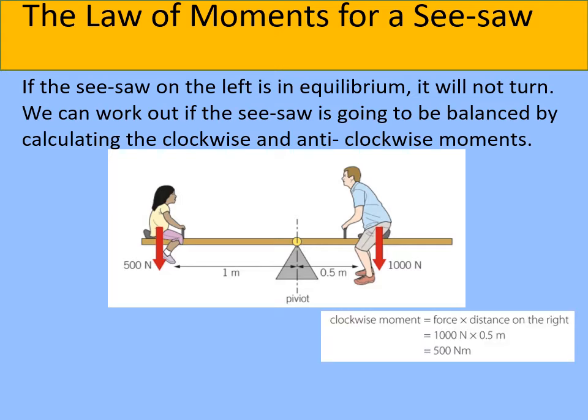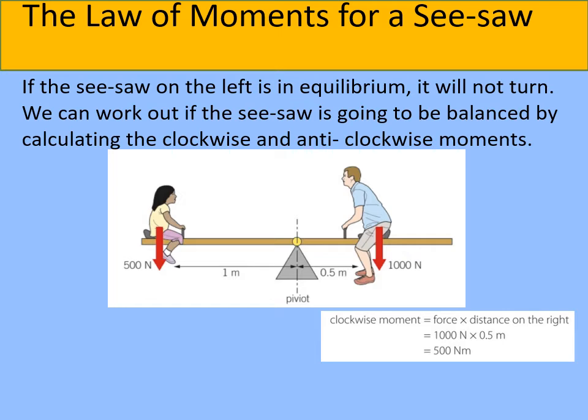So first of all, let's take a look at the clockwise moment. That clockwise moment or turning effect is being provided by the man sat on the right hand side, and we can calculate his moment, which is the force that he provides, which is also equal to his weight, and that's given as 1000 newtons.